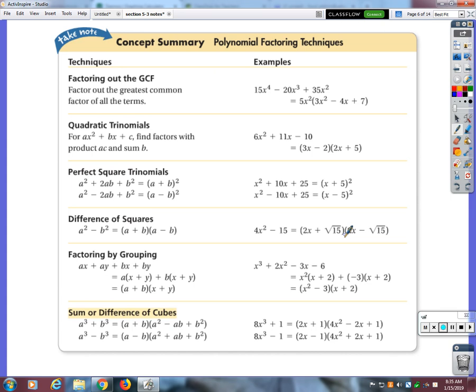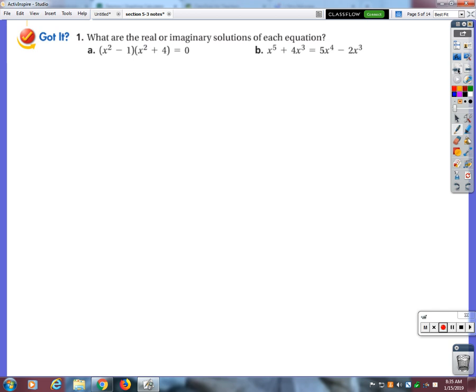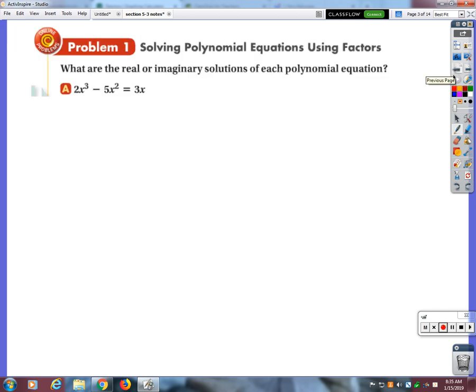We got your factoring by grouping, and then this is a little bit of a new one, and we're going to talk a little bit about this, the sum or difference of cubes. So we haven't done that before, but it's a nice little factor pattern that you're going to see every once in a while in your life, okay? All right, so let's try some.